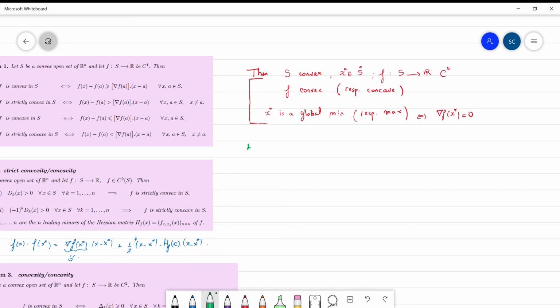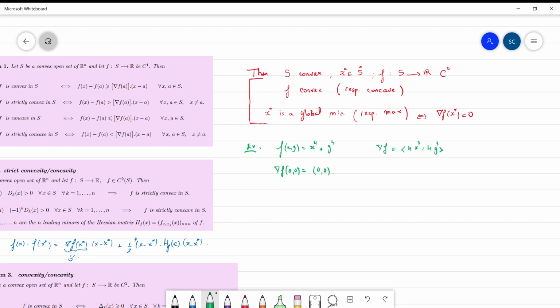First example is with the function f(x,y) equal x^4 plus y^4. So I want to do this particular example. So what about convexity? We have the gradient of f, it's (4x^3, 4y^3). We know that at (0,0) the gradient of f is the vector (0,0). So we have a critical point, the only critical point.